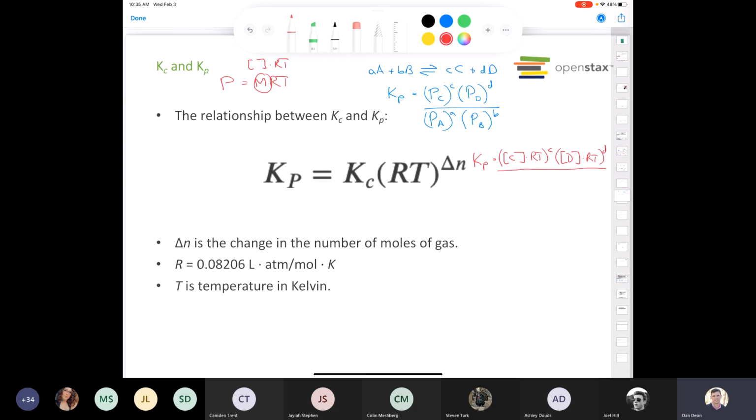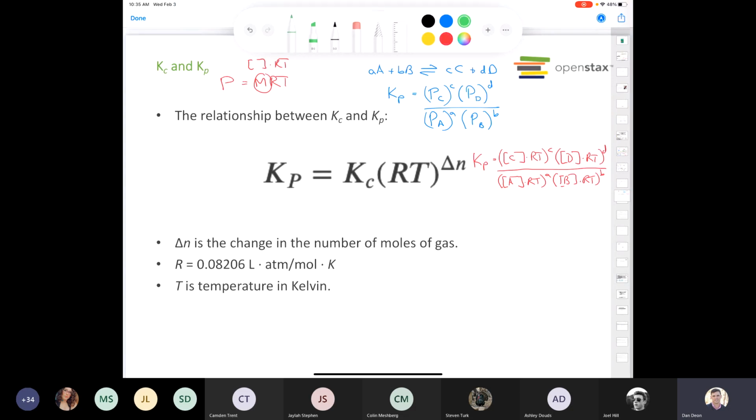There, I got just enough room, times the concentration of A to the power of a times RT, times the concentration of B to the power of little b, like that. Now it's just a matter of using a little bit of algebra.